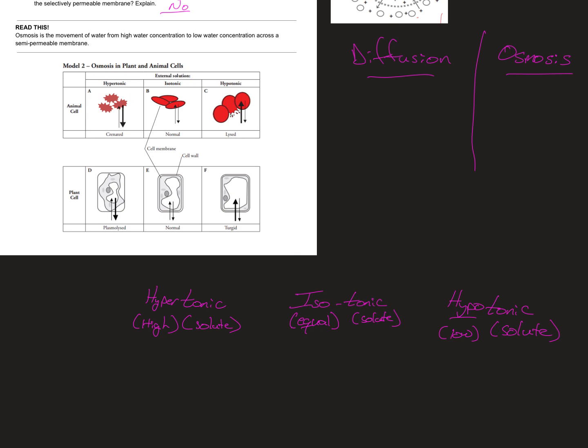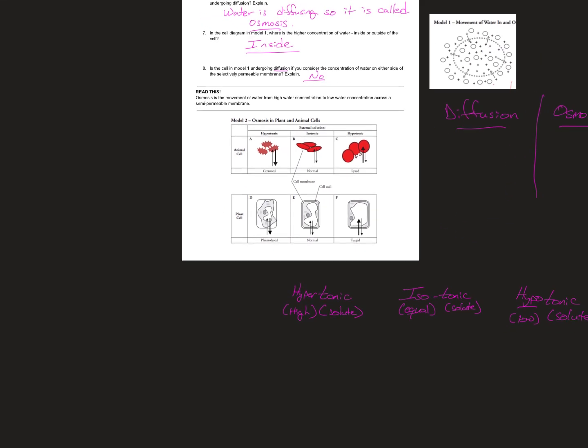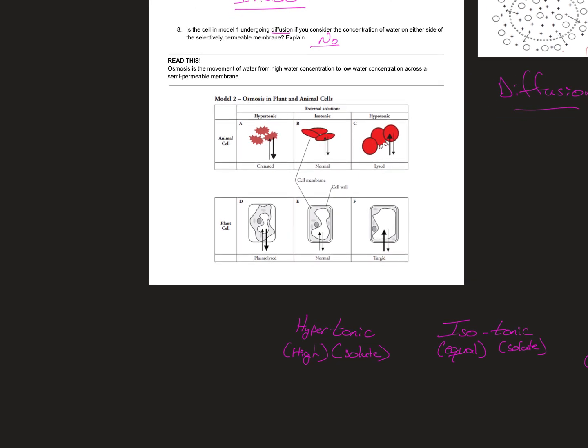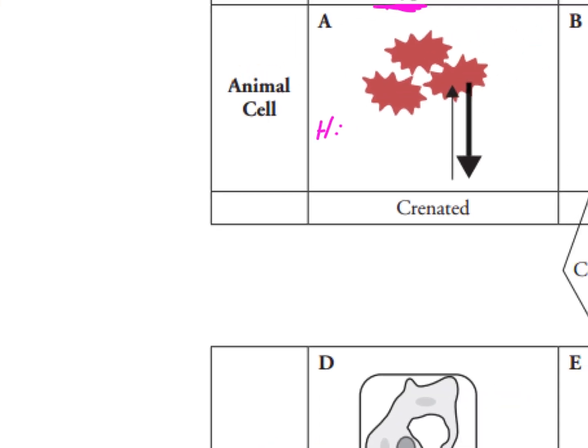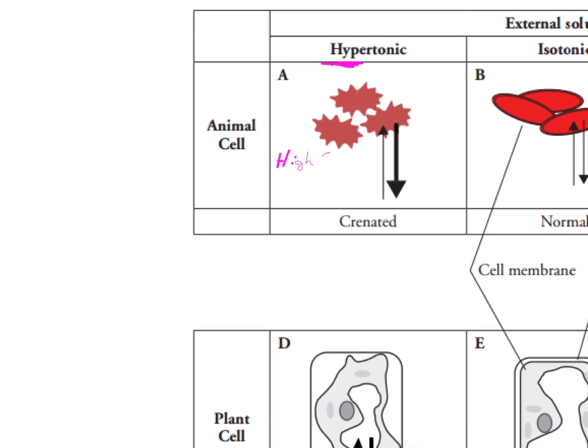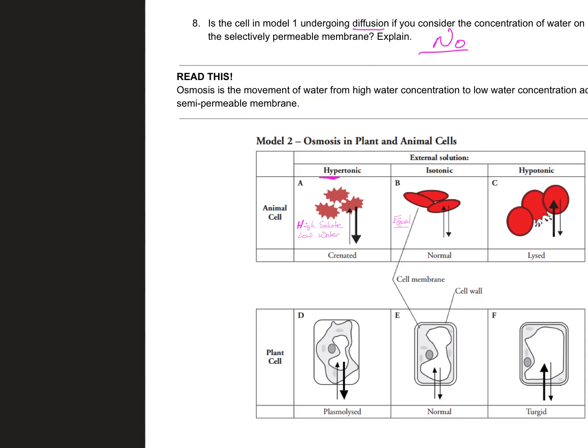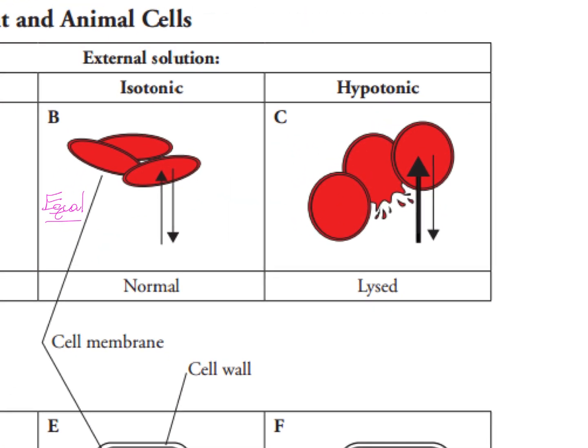Now that being said, I keep pushing this because you really have to think about this. If it's high solute concentration outside, let me zoom in here, high solute means low water. And of course, iso means equal, so they're both equal there. And hypo means outside, low solute, which means high water.